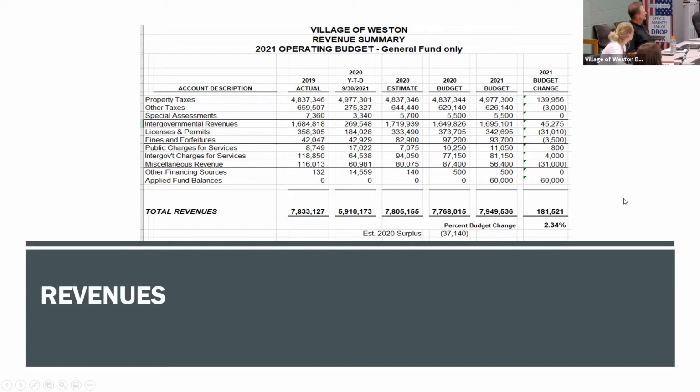Intergovernmental are all the funds we receive from the state and federal government. License and permits, just as it says, based on our fees, we collect money from our residents for certain things. Fines and forfeitures, that includes traffic fines and money that we receive from any court activity.